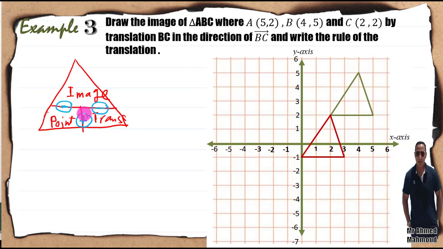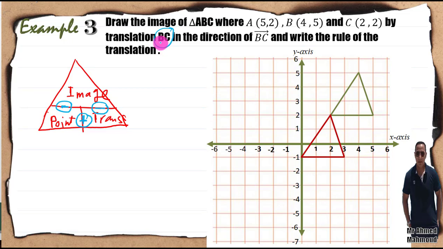What does it mean, Mr. Ahmed? If I need the image, the image equals point plus translation. And if I need the point, I hide the point, so the point equals image minus translation. And if I need the translation, it equals image minus point. Here BC is the translation. The translation equals image minus point.